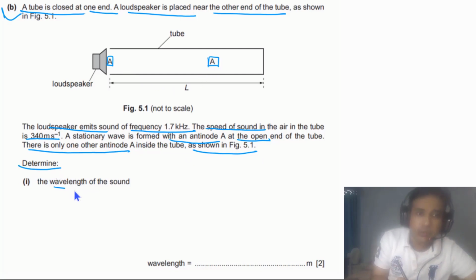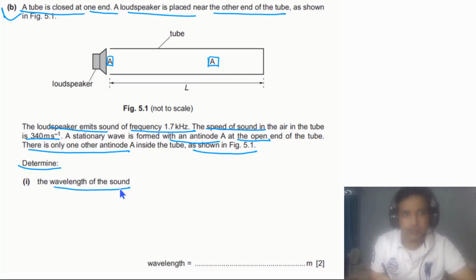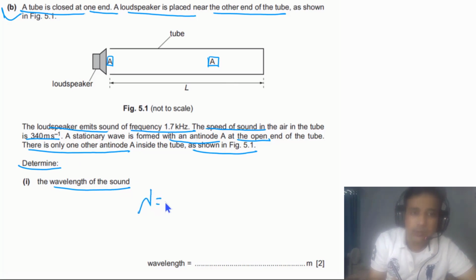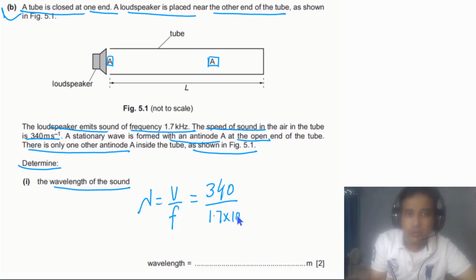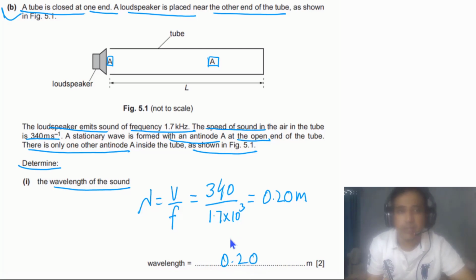For this question we need to determine the wavelength of the sound. We have the frequency and we have the speed. So simply we can write down lambda equals V over F. The value of V is 340 meters per second, and the frequency is 1.7 kilohertz. If we solve this, we will get our answer up to 2 SF: 0.20 meters. This is how you can answer. This question has 2 marks. The first mark is a C mark if you have written this formula, and the second mark will be the answer mark.